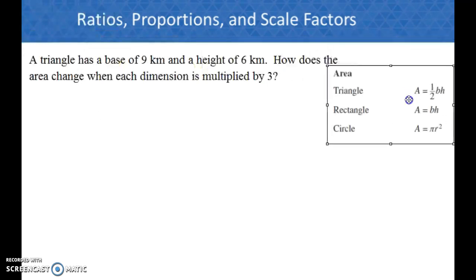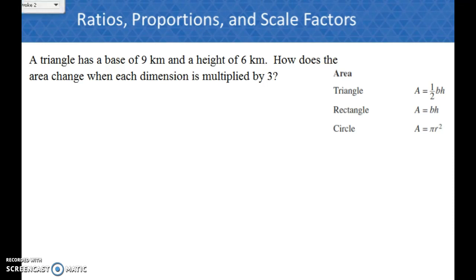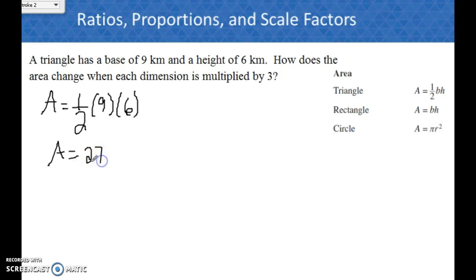So the area of a triangle is 1/2 base times height. It says that our base is 9 and that our height is 6. So I'm just going to plug those in. And then you can multiply it out in your calculator or your brain. 1/2 of 6 is 3, and 3 times 9 is 27. So the area of our original triangle is 27 kilometers squared.